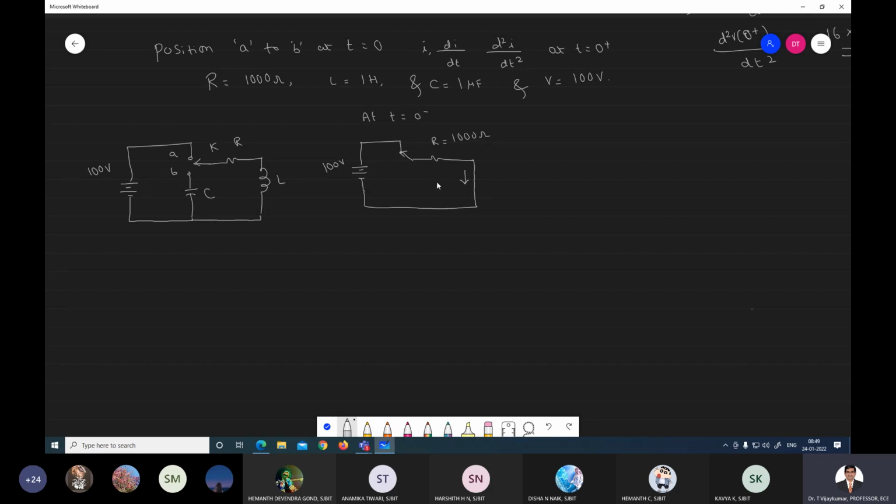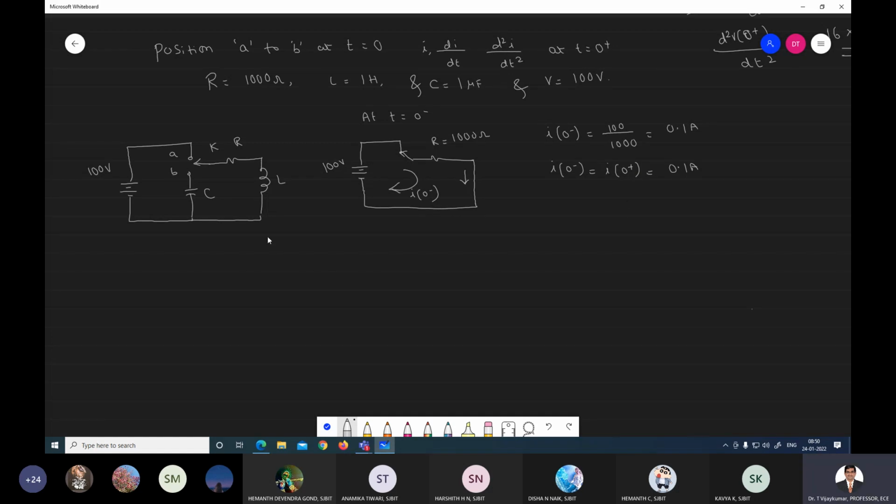And it is the switch in position A. Therefore, it is assumed that the inductor has reached steady state. Therefore, it will act as a short circuit. Then what is the current flowing in this circuit? I of 0 minus is equal to 100 divided by 1000, that is equal to 0.1 amps. Current in inductors will not change immediately, no. Therefore, I of 0 minus and I of 0 plus are also 0.1 amps only.